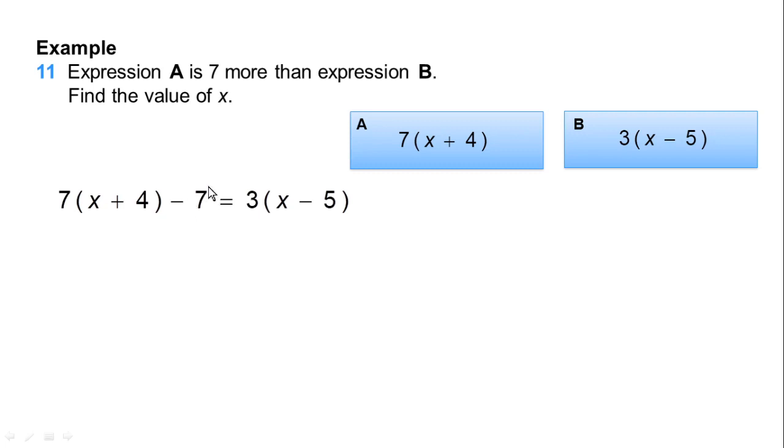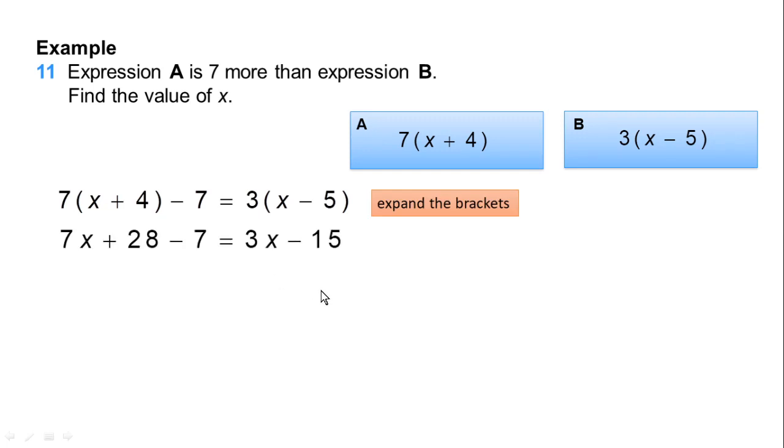Or I can immediately bring that 7 to the left side. It will become minus 7. Okay? Next, I'll expand 7 times x and 7 times 4. 7 times x is 7x. 7 times 4 is 28. I'll also expand 3 times x is 3x. 3 times negative 5 is negative 15.